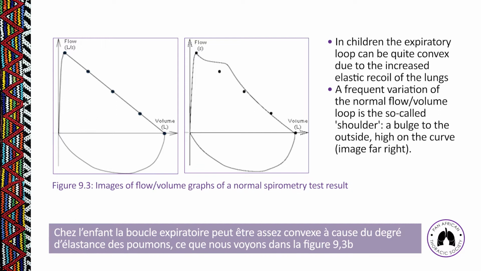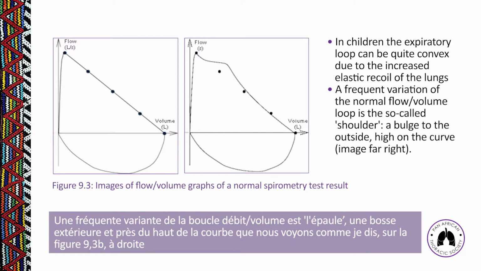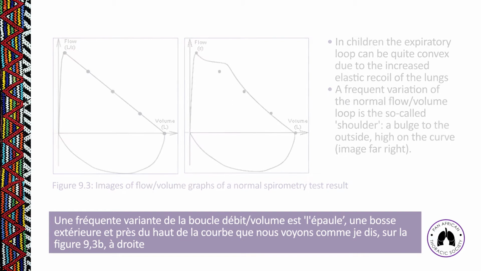In children, the expiratory loop can be quite convex due to the increased elastic recoil of the lungs, and this can be seen in figure 9.3b. A frequent variation of the normal flow volume loop is the so-called shoulder, which is a bulge at the outside, high on the curve, and that again can be seen in figure 9.3b, which is on the right-hand side.